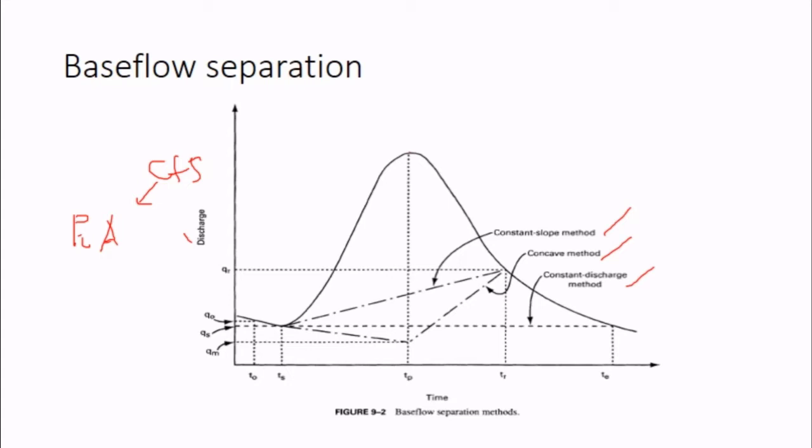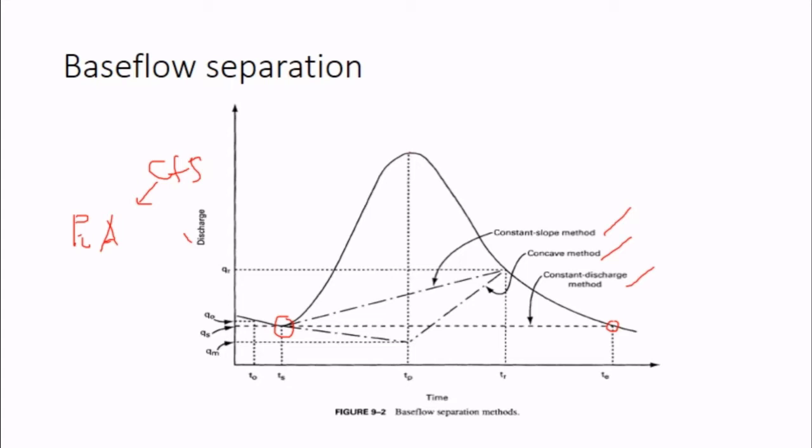Mag-start tayo sa constant discharge method. So, paano sineseparate yung base flow at saka yung runoff? So, sa constant discharge method, hahanapin mo lang yung lowest point or T sub S and Q sub S. So, yun yung coordinate, T sub S, Q sub S. Hanapin mo lang yung point na yun and then i-project mo siya horizontally hanggang dito sa dulo, hanggang ma-meet na ito. And then, yung amount of rainfall or yung amount of discharge na nandito sa taas, yun yung direct runoff. And then, yung nasa ibaba, yun yung base flow.